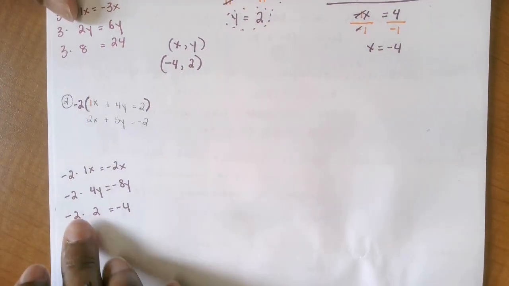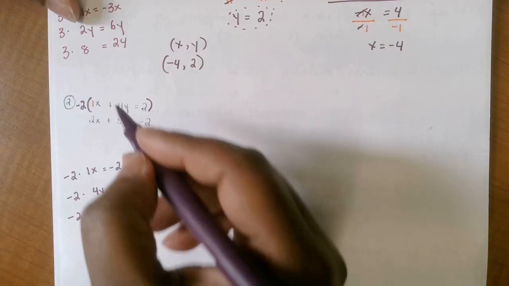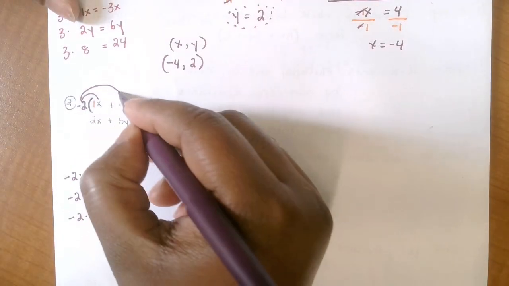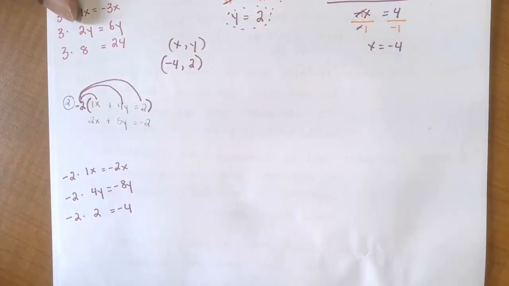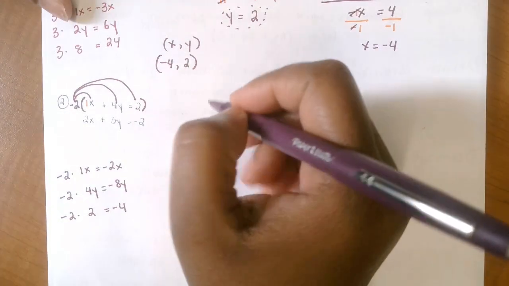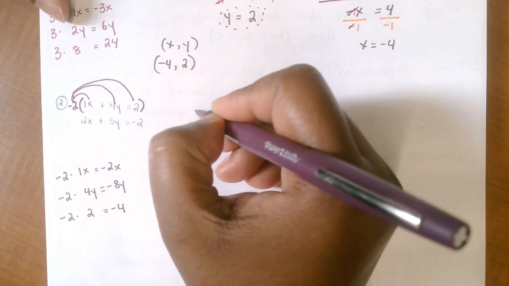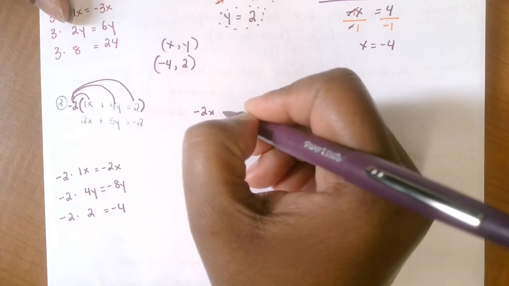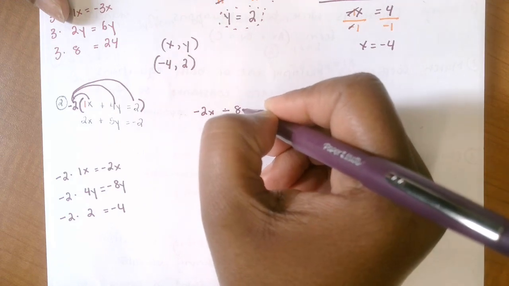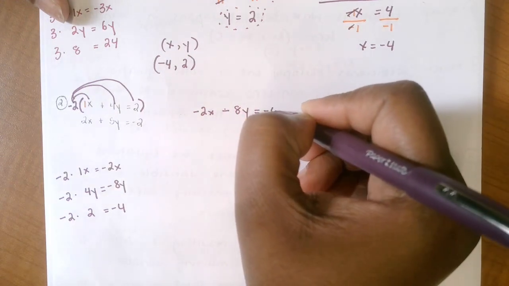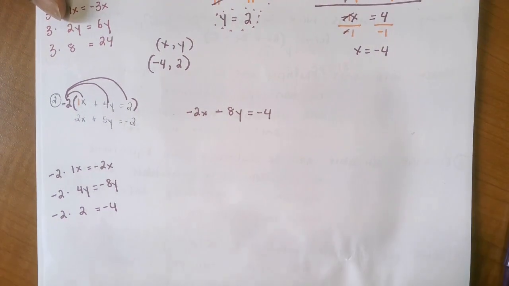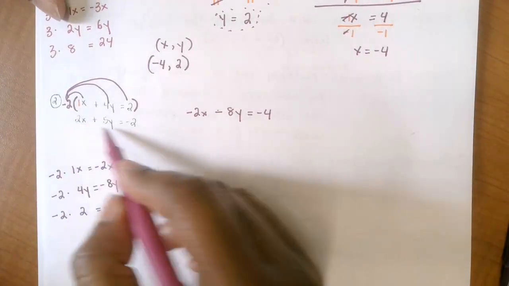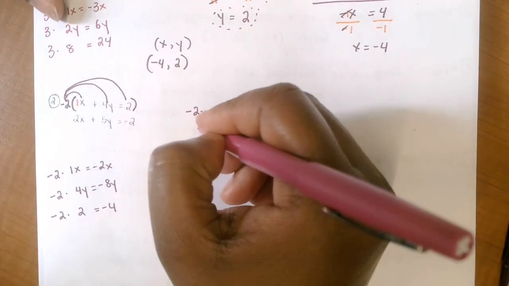So again, this is for whoever wants to do it on the side. If you can just multiply it like this and not be confused, do what is best for you. So we get negative 2x minus 8y equals negative 4. And then the equation that we are not going to touch, simply rewrite it.